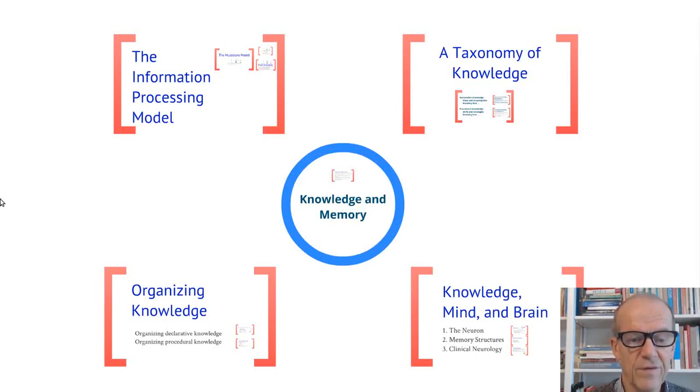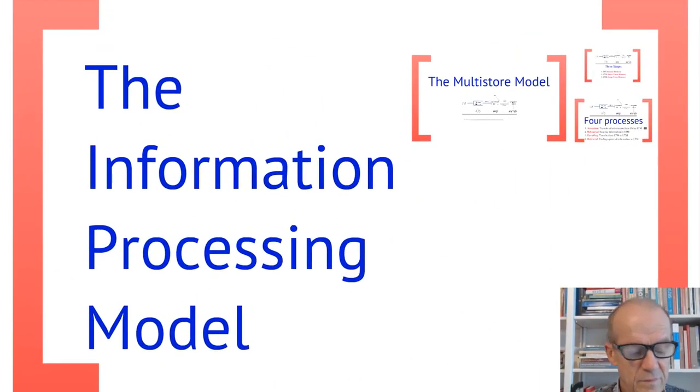Let us start with the first unit, the information processing model. As we explored in the previous module, we discussed the advent of the cognitive perspective in the study of learning and instruction during the 60s, when the computer model became more and more important as a sort of metaphor which stimulated learning theorists, learning psychologists to develop theories about human learning.